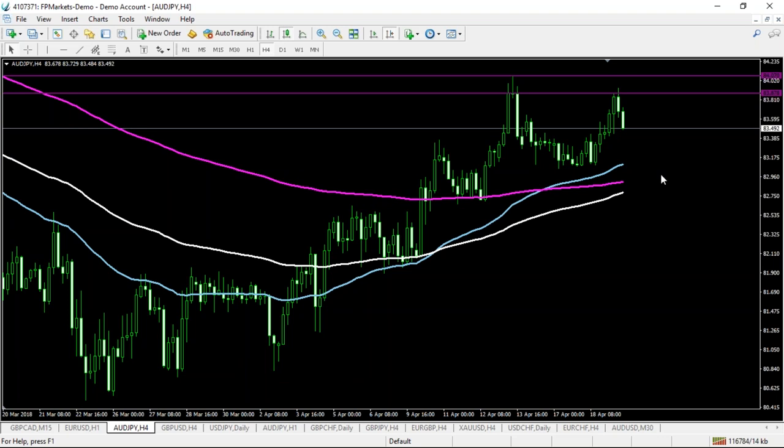So that's basically a way to use price action on current pricing, based on psychological numbers, to decide your entries as well as your exits. Okay, all right, there we go.